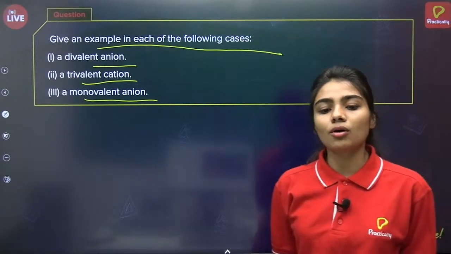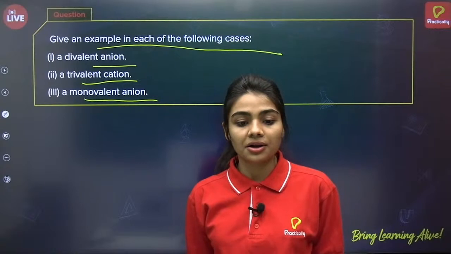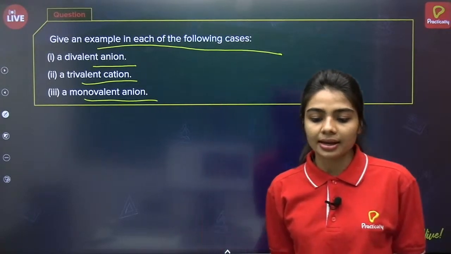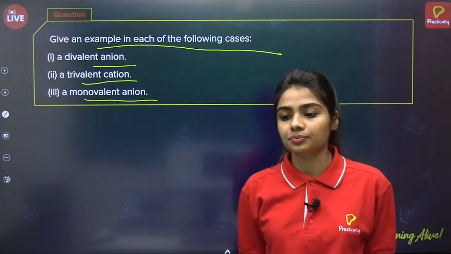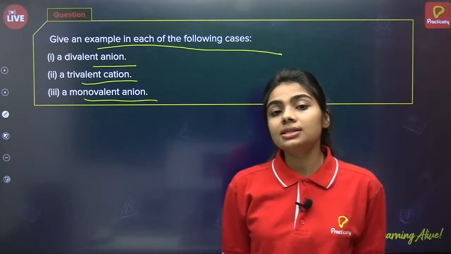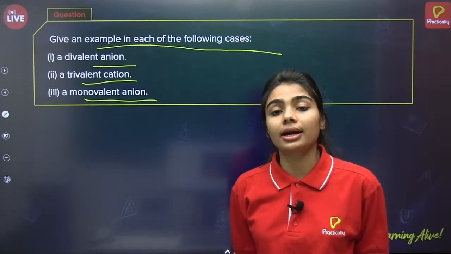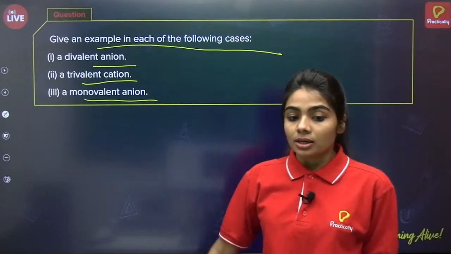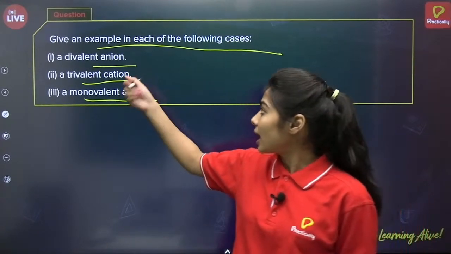Any example of a divalent anion, a trivalent cation or a monovalent anion? Any example you remember? This is how the question can be asked in your exams, so you need to prepare very well. Okay, I will give this answer.